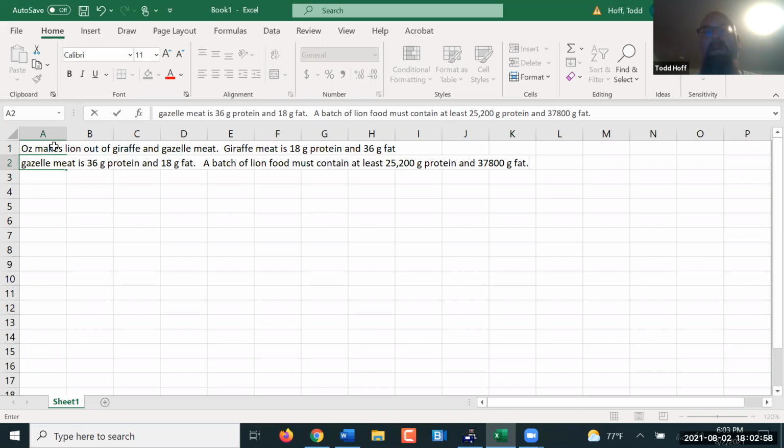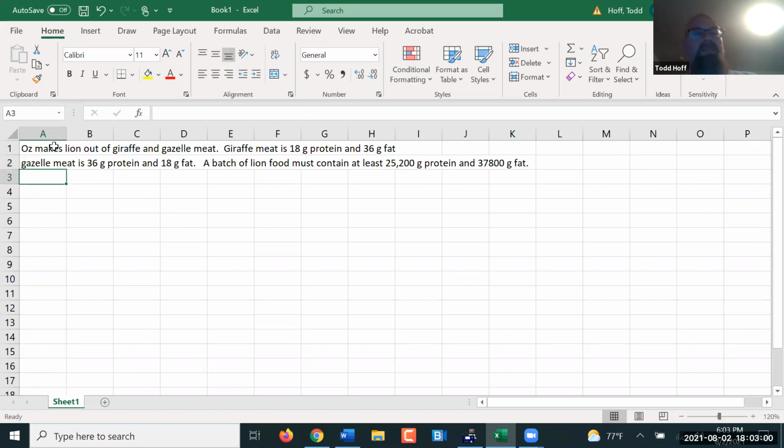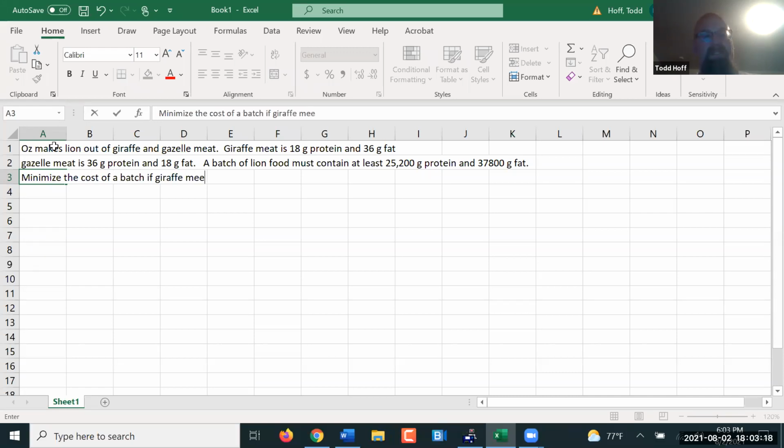Now, these numbers might be slightly different than the ones you had when you did this problem in the homework. That's because this is an algorithmic question, so the computer does change the numbers for each person. So let's minimize the cost of a batch. If giraffe meat is $2 per pound and gazelle meat is $4 per pound.